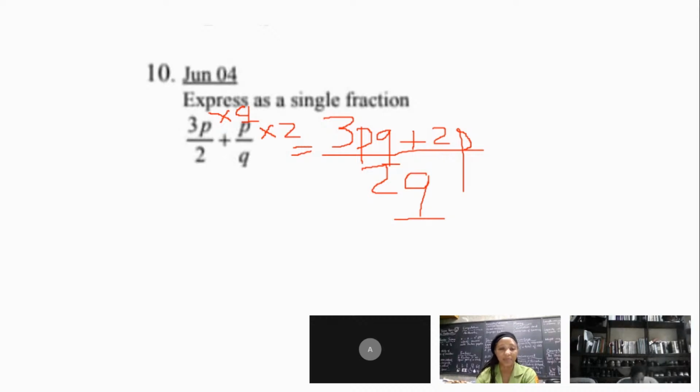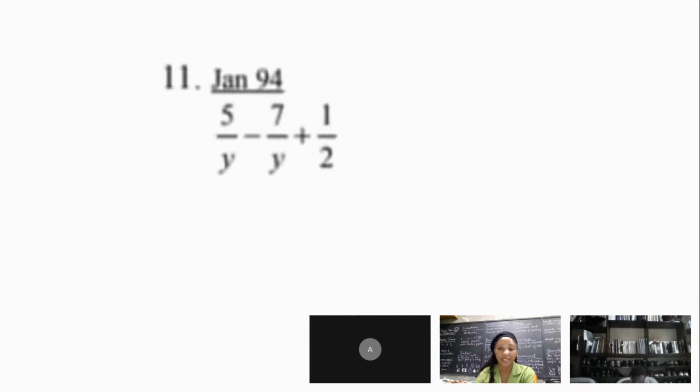So this is as simple as it gets. And even though this is a 2 and that's a 2, we can't cancel the 2's because this doesn't have a multiple that the 2 can divide into. All right, Asar, so this one is yours, number 11.